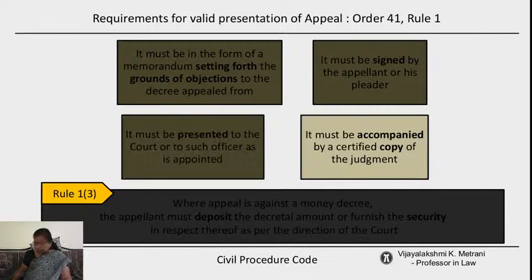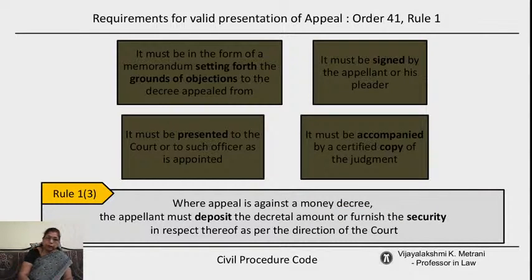It must be accompanied by a certified copy of the judgment. This has been changed. Earlier it must be accompanied by a certified copy of the decree, and if necessary the judgment. That was the earlier provision. They have changed it after 1976, and in 1999 several changes took place in this appeal provisions. Again in 2002 there were several modifications or amendments done in Order 41. So relating to appeals, filing of appeals, it is accompanied by a certified copy of the judgment. You have to file the judgment copy along with the memorandum.